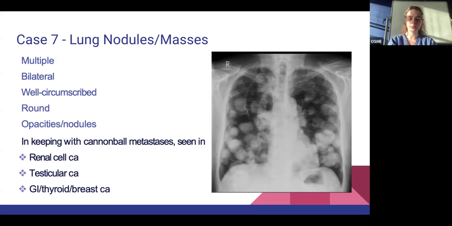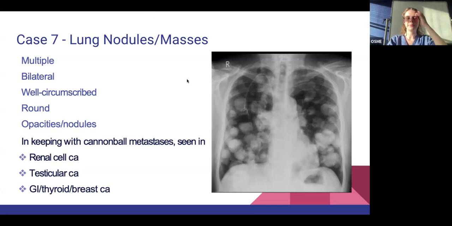So here we can see multiple bilateral, well circumscribed round opacities or nodules. This is in keeping with cannonball metastases, which are often seen in renal cell cancer, testicular cancer, GI, thyroid, breast cancer.